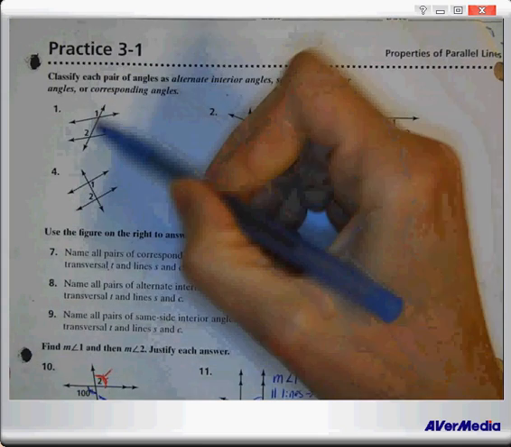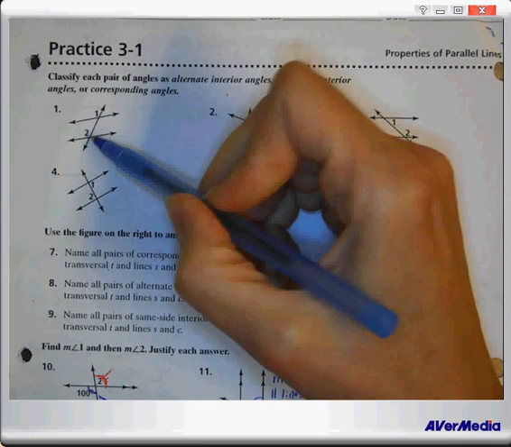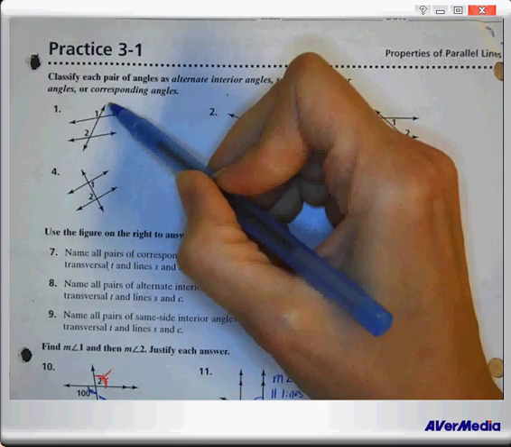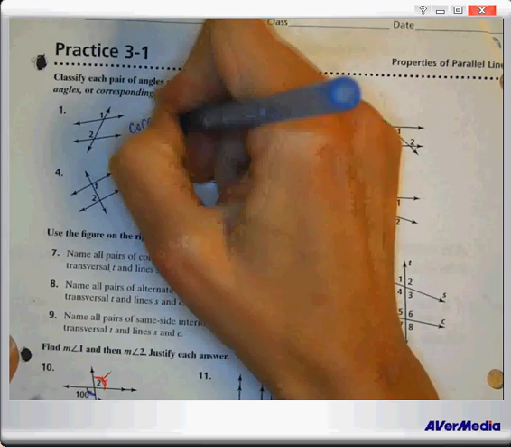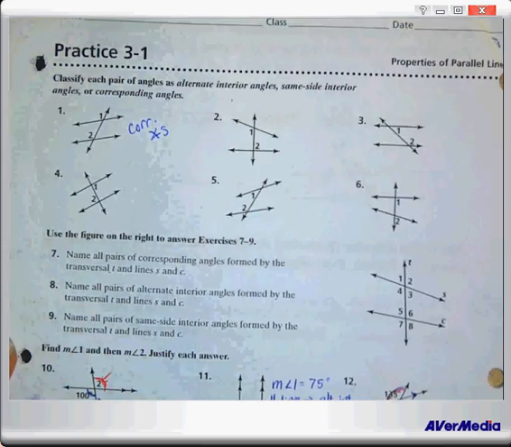Well, I look at this. Remember the interiors between the two sides. When this one's an interior, this is an exterior one. That means they're going to be corresponding angles. All right, so corresponding angles work with that one.